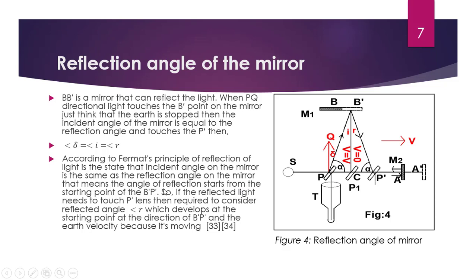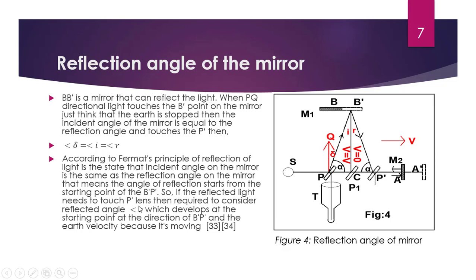That means the angle of reflection starts from the starting point. If P dash is too close to B dash, then you will also see the reflected angle. If it is the DL length, then also you see the reflected angle. See the arrow of my mouse: if P dash comes to this point, also you see the reflected angle. And if it is more than that, the reflected angle remains the same. That's it.